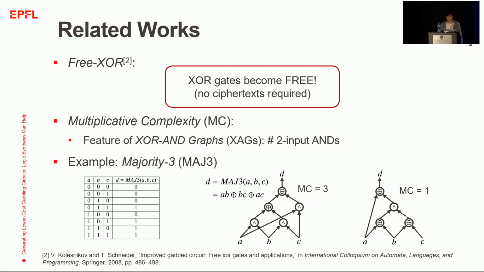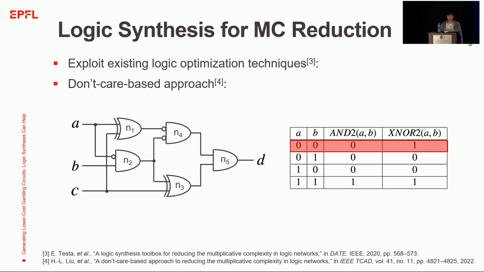But there also exists an XAG implementation using only one AND gate. Given the function, the MC reduction problem asks how to find an XAG implementation using as few two-input AND gates as possible. To solve this problem, the most straightforward idea is to exploit existing logic optimization techniques in a hybrid way. In recent work, researchers make use of the fact that AND2 and XNOR2 are distinguishable only if the two input pattern is 0, 0.